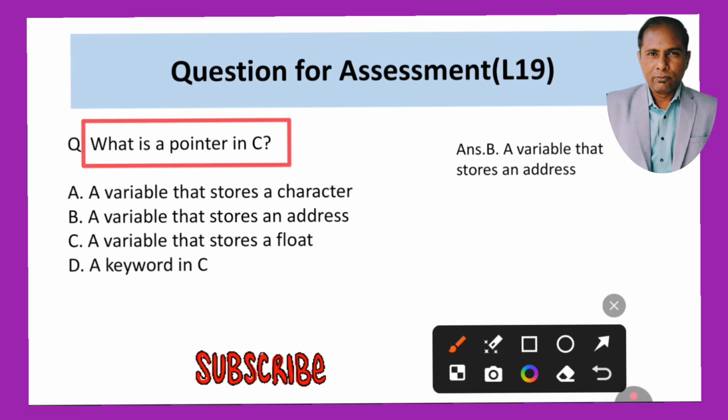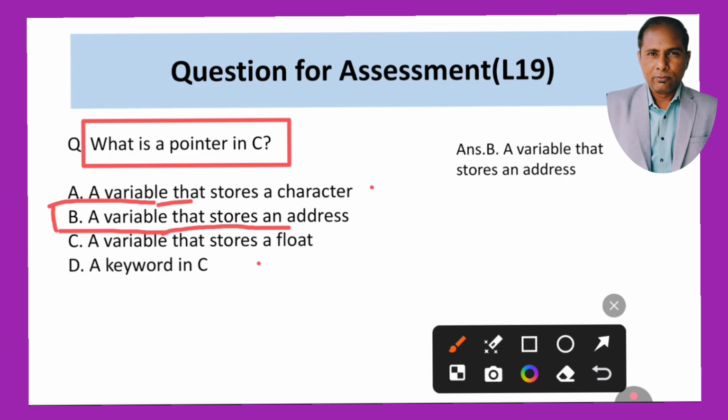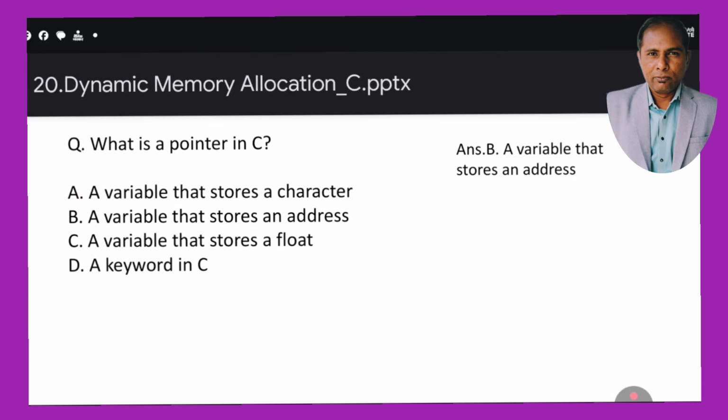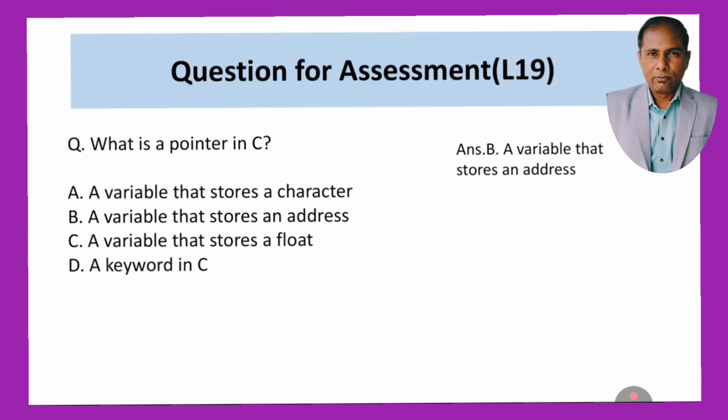The different options are: a variable that stores a character, a variable that stores an address, a variable that stores a float, a keyword in C. I think we have discussed that a pointer is a variable that points to another data, which means it stores the address of the data, and only then can it point. So option B would be the correct answer. This is all about the previous question given to you.